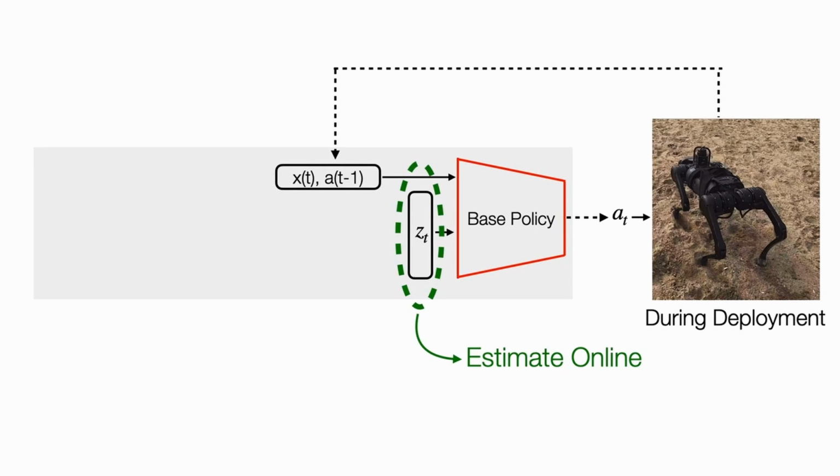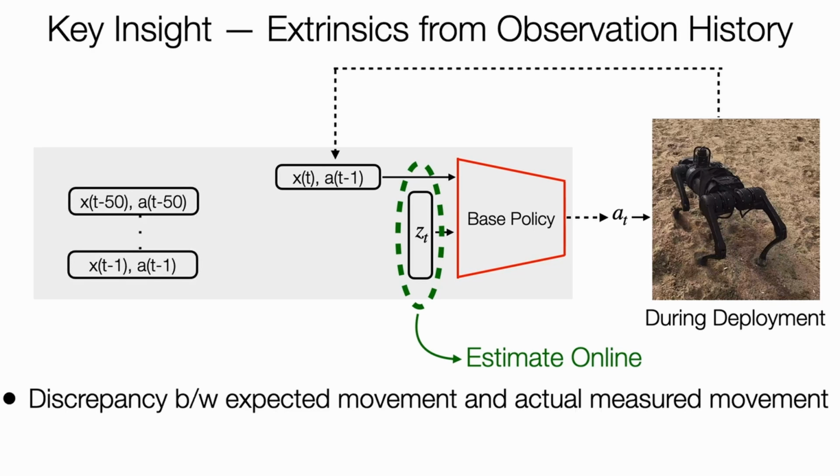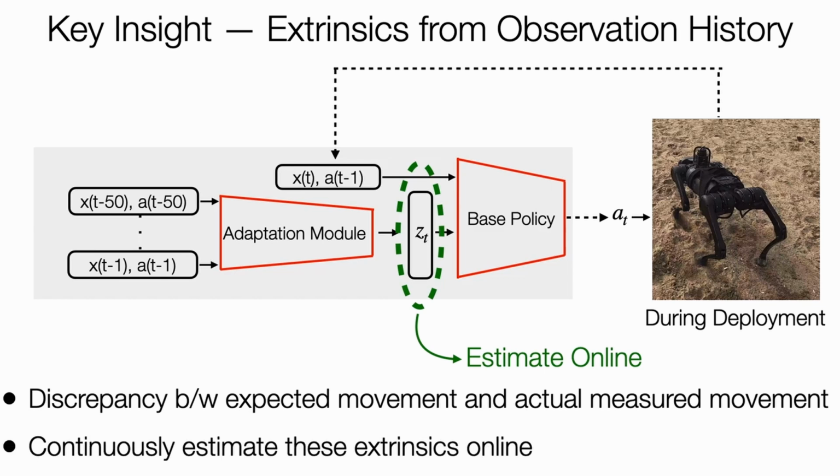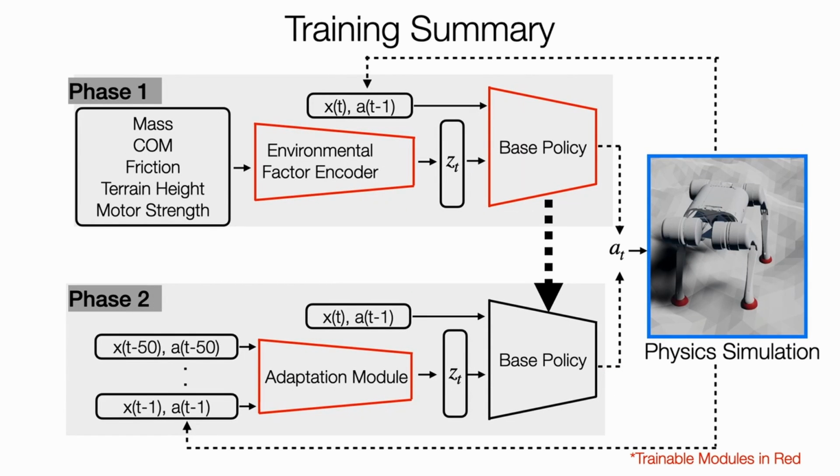The key insight was that the difference between the commanded action and the actual movement is a result of this extrinsics vector. And now with this in mind, they learned a new adaptation module to estimate these parameters in real time, given whatever sensor data was there, and then the robot continues to estimate them during runtime. Now the policy is ready for deployment.